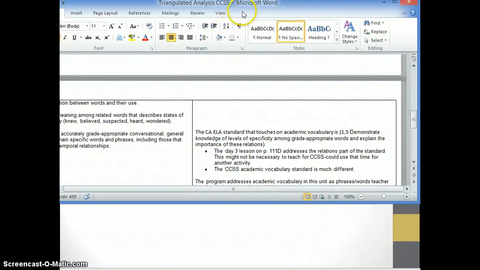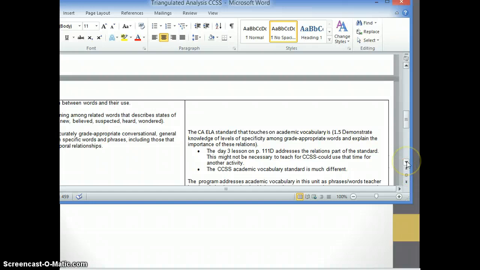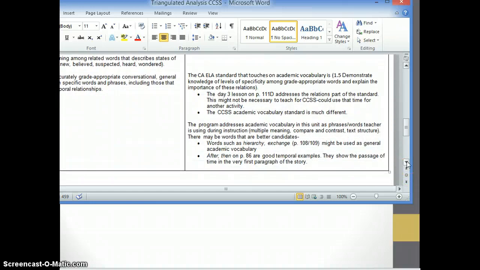And so I made two notes to myself. The California English Language Arts Standard that touched on academic vocabulary for grade 3 was this: demonstrate knowledge of levels of specificity. So it was kind of close. And what I noticed was that the day 3 lesson in my program for this particular week addressed the relations part of that standard.